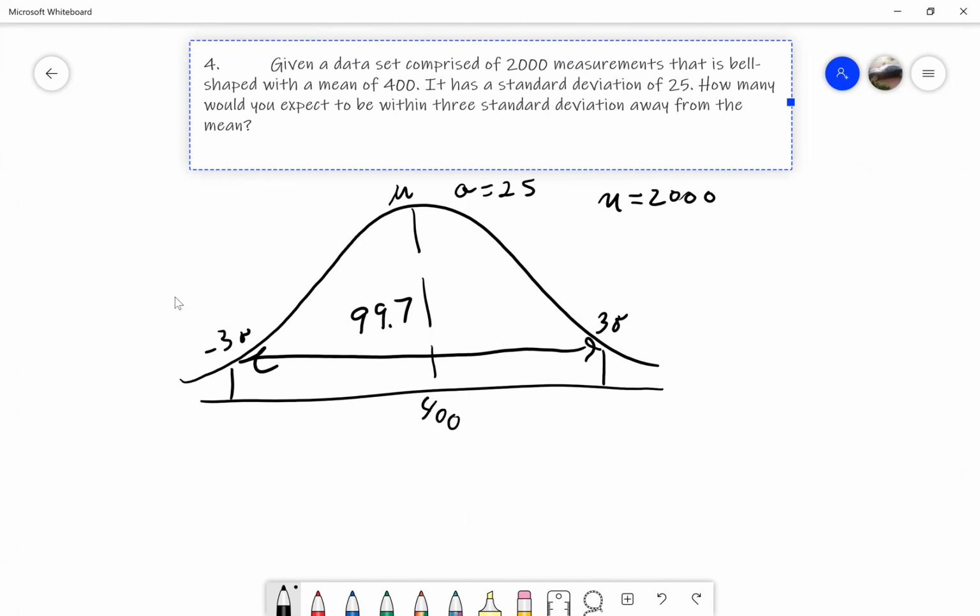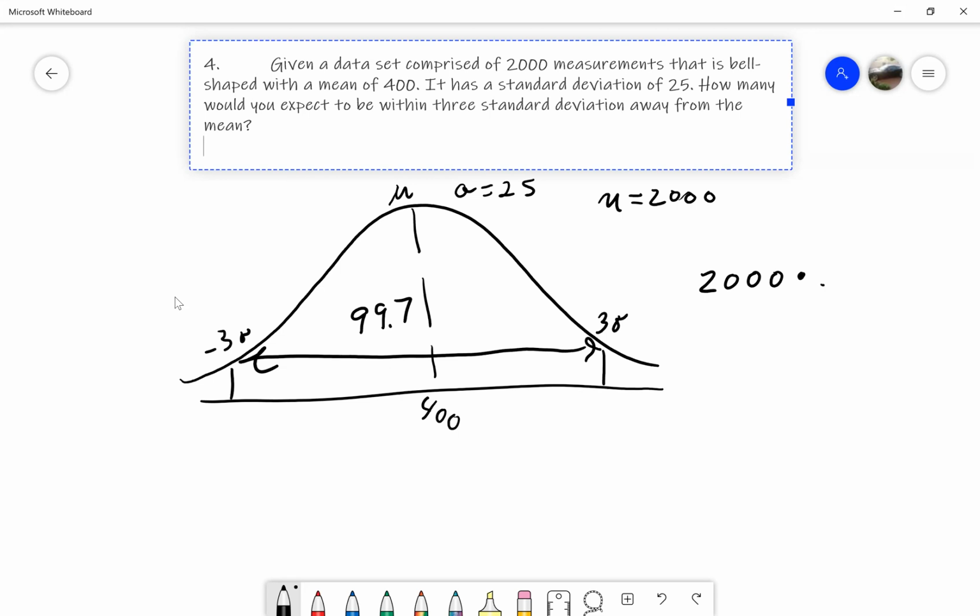How many? Is that how many or is that a percent? That's just the percentage. So how many measurements did we make for this data set? 2,000. Okay. So 2,000, and can we multiply this by the decimal representation of 99.7?